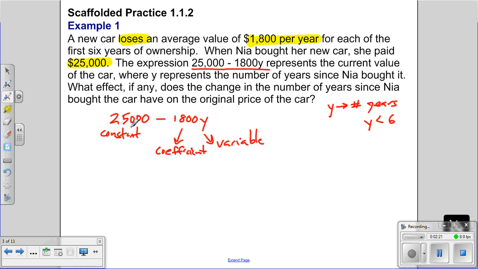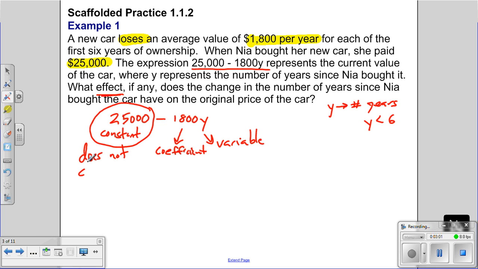So let's take a look at the scenario, what they want us to look at, where y represents the number of years since Nina bought it. What effect, if any, does the change in the number of years since Nina bought the car have on the original price? Now, let's think about the scenario. If Nina walked in and said, I'm going to only own this car for 2 years, the sales guy is going to tell him $25,000. Now, if Nina walks in the next day and says, well, I'm going to own this car for 6 years, the salesperson is still going to say the car is still $25,000. The price of the car does not change.